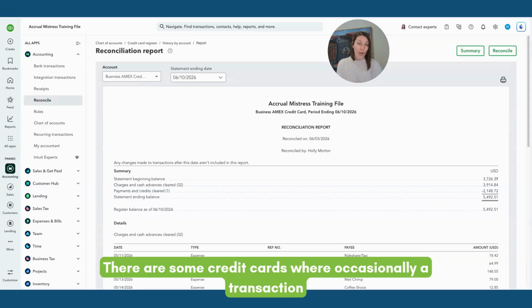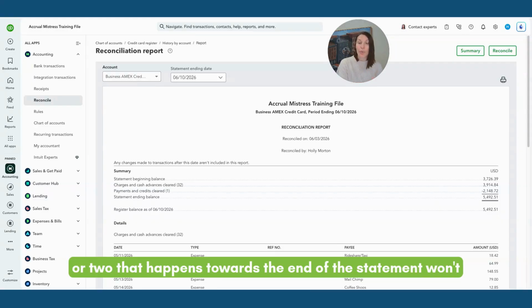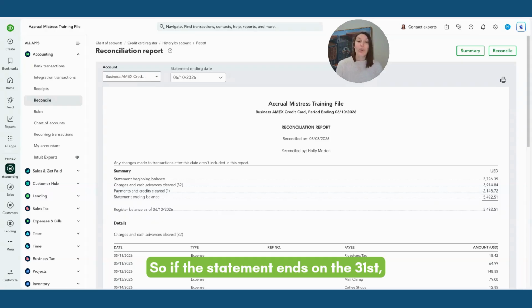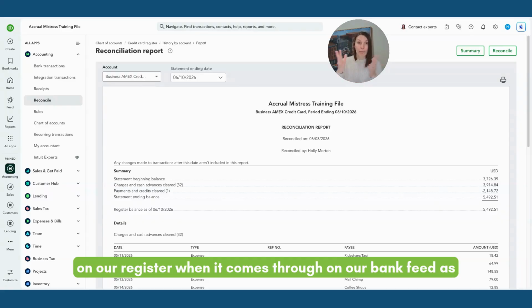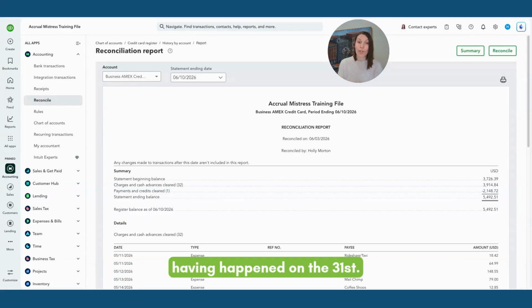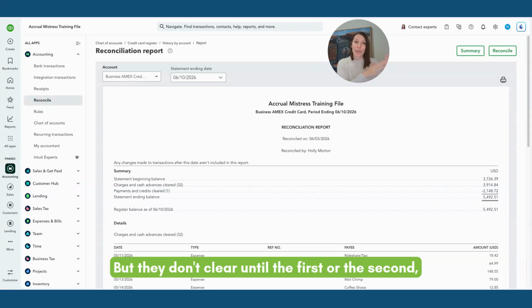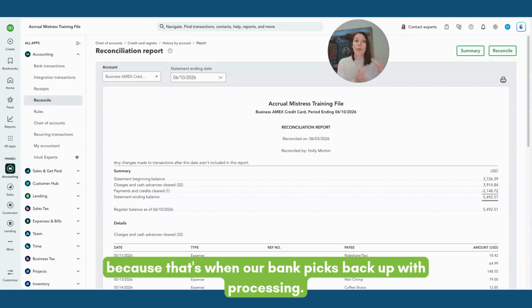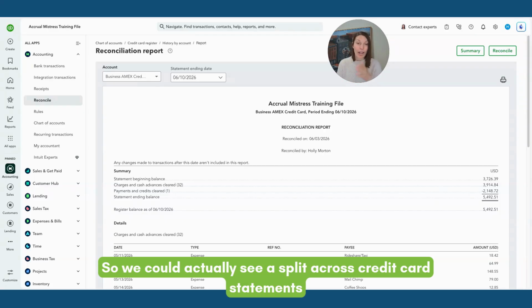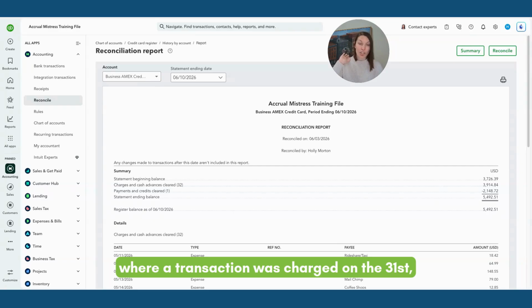There are some credit cards where occasionally a transaction or two that happens towards the end of the statement won't clear until the next statement. So if the statement ends on the 31st, but the 31st also happened to fall on a Saturday, sometimes those transactions might show up on our register when it comes through on our bank feed as having happened on the 31st, but they don't clear until the 1st or the 2nd because that's when our bank picks back up with processing. So we could actually see a split across credit card statements where a transaction was charged on the 31st, but it didn't clear until the next day.